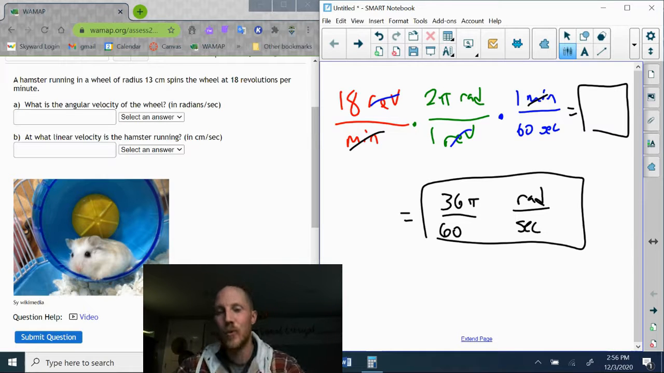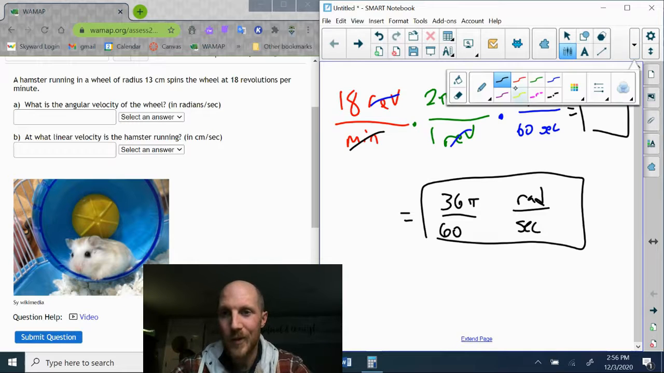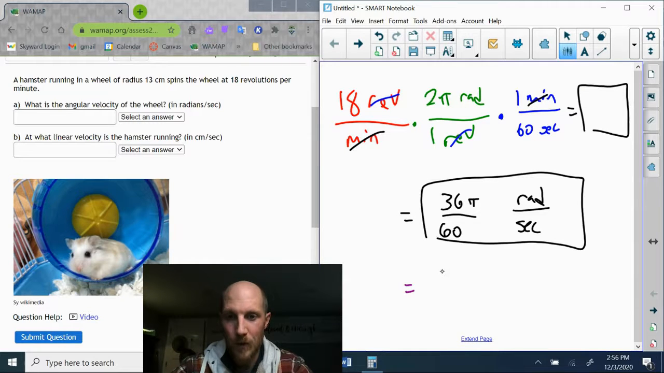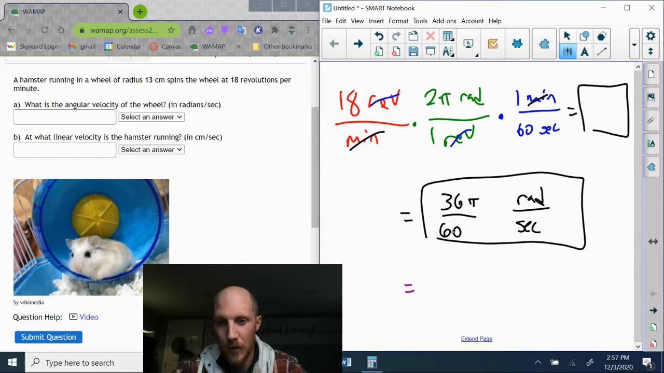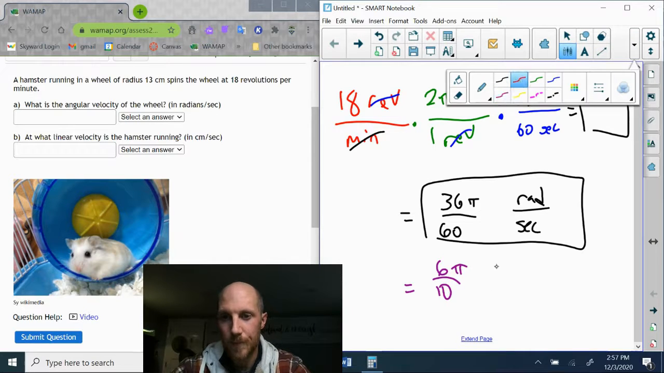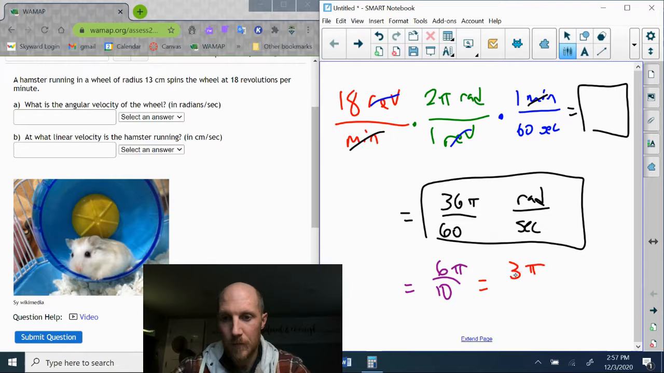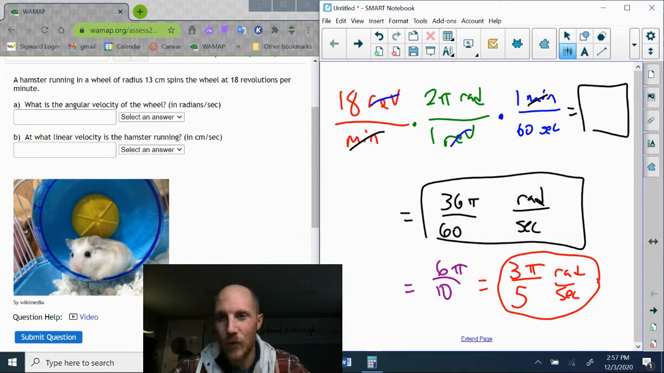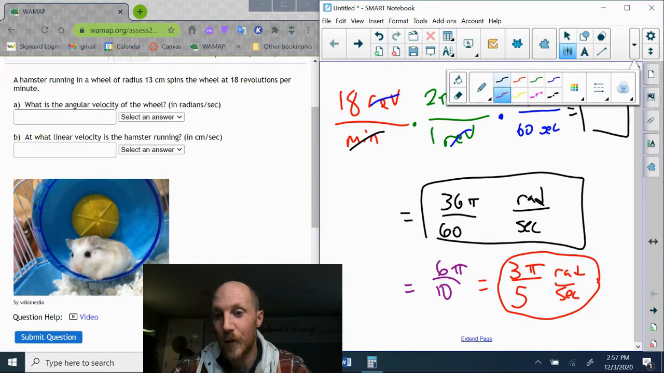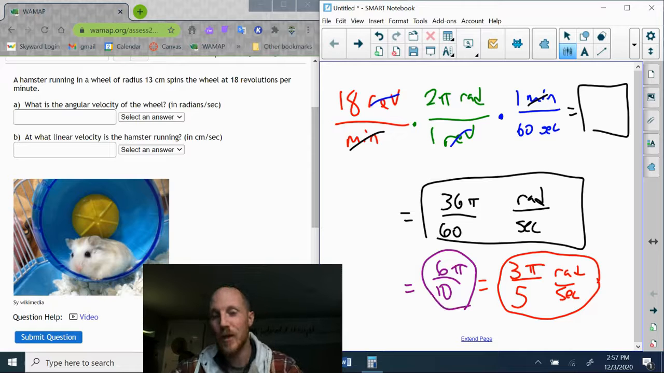And of course, we should always reduce our fractions whenever possible. So I know I can divide both of these numbers by 6. And that is going to give me, I can actually do more than 6. If I divide by 6, it'll give me 6 over 10 pi. And if I go one step further, I can take that to 3 pi over 5. So it will not mark you wrong for not reducing. So any of these three answers would be marked correct, but really we should practice reducing fractions.